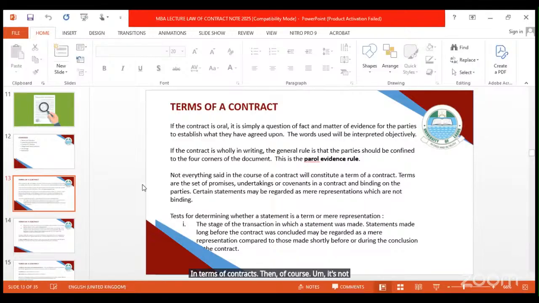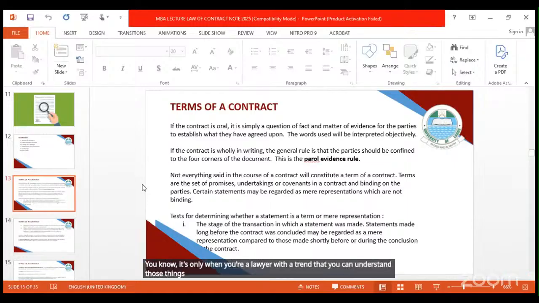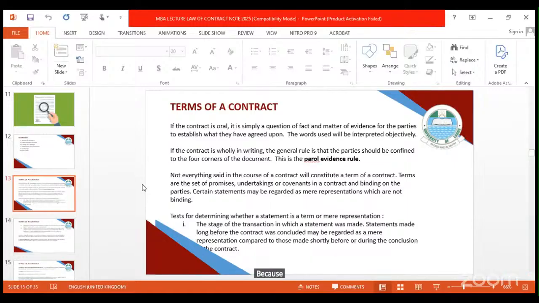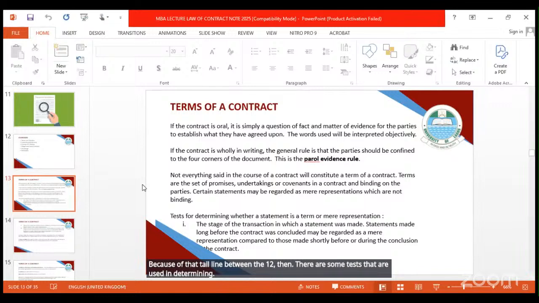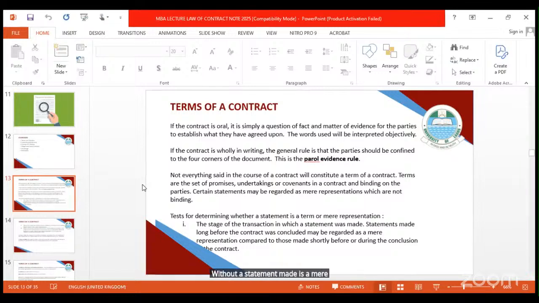it's not binding. But because of the narrow difference between a mere representation, it's usually from a representation that can lead to a term of contract. So the point at which a representation will move from being a mere representation to becoming a term of contract, it's only when you are a lawyer and trained that you can understand those things. And of course, that's what we're learning here. Because of that thin line between the two of them, there are some tests that are used in determining whether a statement made is a mere representation or is a term of contract.